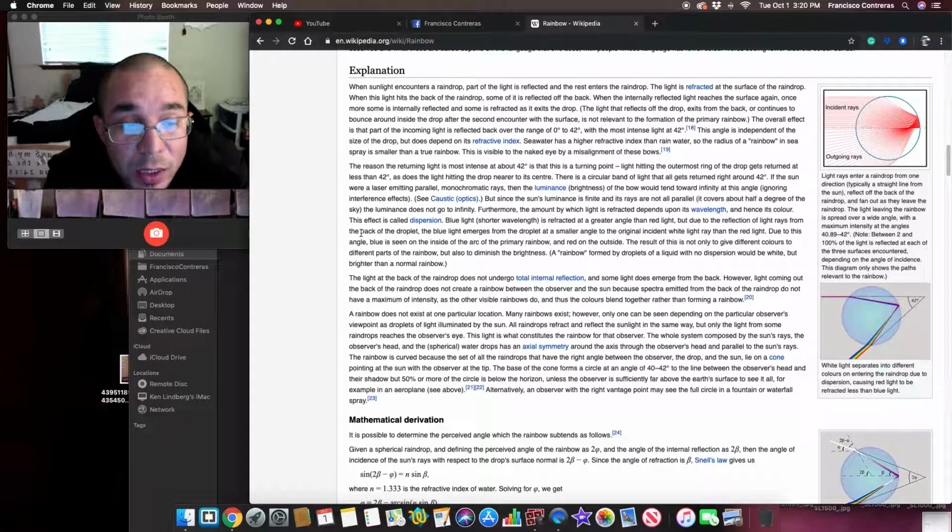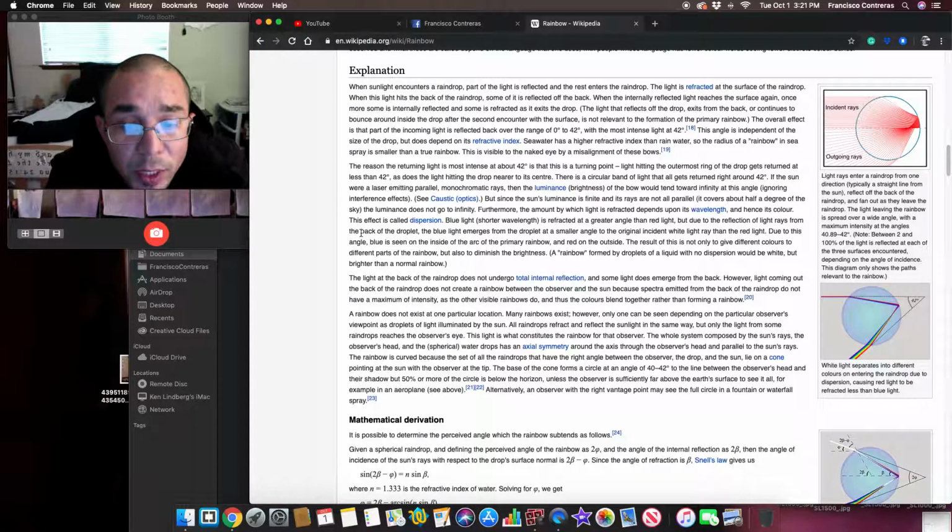The whole system composed by the sun's rays, the observer's head, and the spherical water drops has an axial symmetry around the axis through the observer's head and parallel to the sun's rays. The rainbow is curved because the set of all the raindrops that have the right angle between the observer, the drop, and the sun lie on a cone pointing at the sun with the observer at the tip. The base of the cone forms a circle at an angle of 40.2° to the line between the observer's head and their shadow, but 50% or more of the circle is below the horizon, unless the observer is sufficiently far above the Earth's surface to see it all.